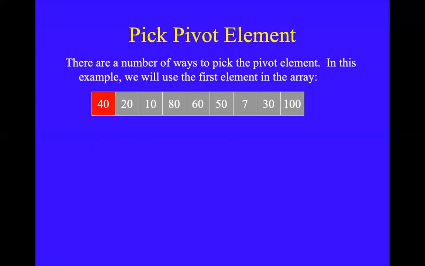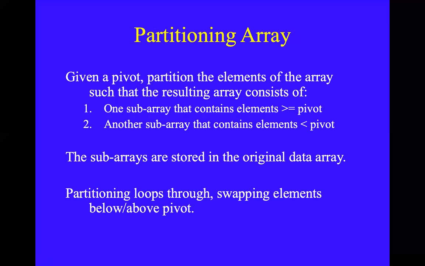There are a number of ways to pick the pivot element. In this example, we will use the first element of the array. There are so many ways to pick the pivot, but here I'm going to explain only by taking the first element as the pivot element. Now we'll see how to partition the array: one subarray contains the elements less than or equal to the pivot, and the other the elements greater than the pivot. I already told this.